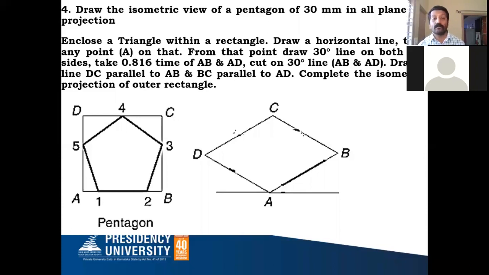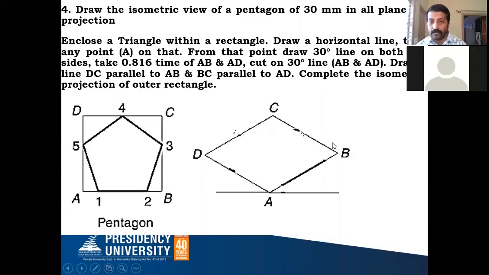As usual, I'll draw one horizontal line to the right side. I'll take any one point on that horizontal line and call that A. After drawing this box, you find out what A to B is with the help of your scale. You can measure this, and A to D also you can measure, and you have to convert that into isometric scale. First, after drawing 30 degrees on either side, you take the A to B distance of the square or the box and convert that into isometric dimension.